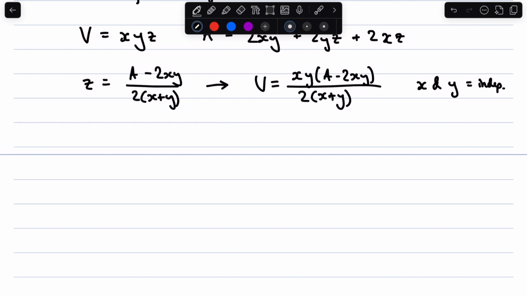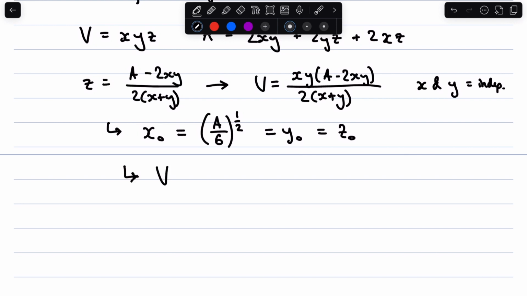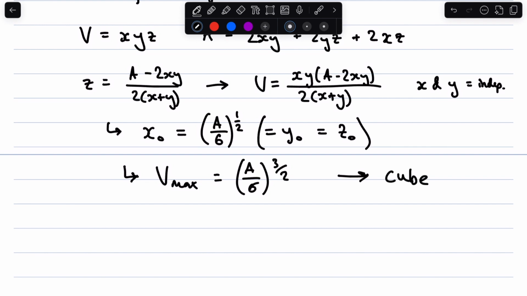So if you just do that working, I'll leave that as an exercise to you, you'll find that x0, our point, will be the square root of A divided by 6, and that's also equal to y0, which is also equal to z0. So therefore, our V max, our maximum volume, is just equal to (A over 6) to the power of 3 over 2. And therefore, given that all these x, y, and z are equal, this is actually a cube. So a cube is the maximum volume cuboid or rectangular box for a given surface area.